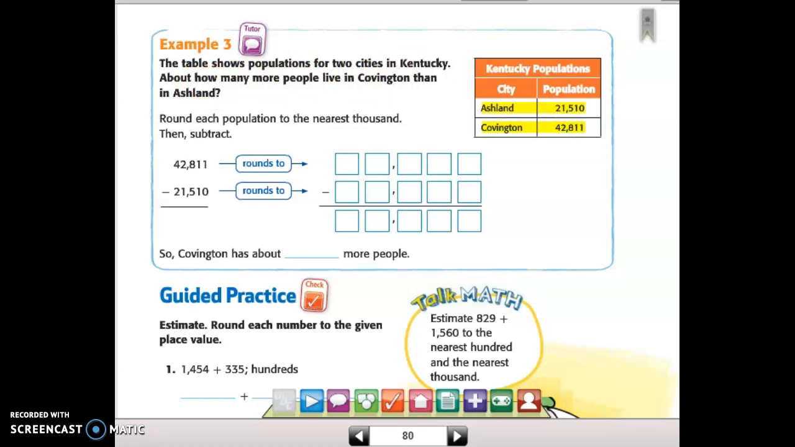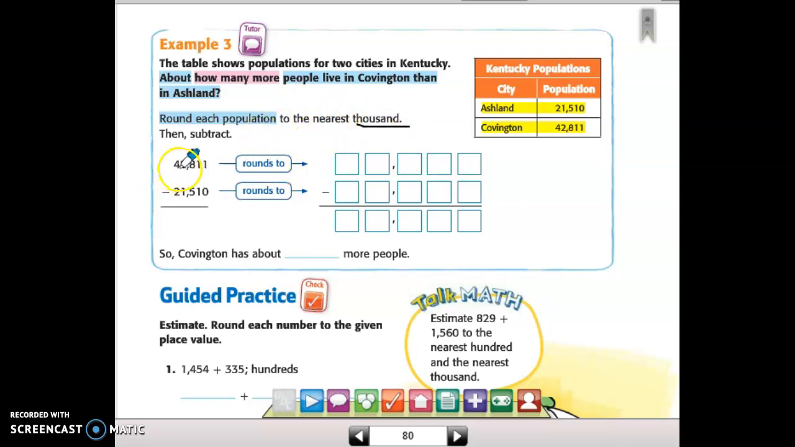So we've got some key information. How many more, which tells me my operation. And my question is, how many more people live in Covington than Ashland? And because it says about, we're going to round. It tells us to round to the thousands place.